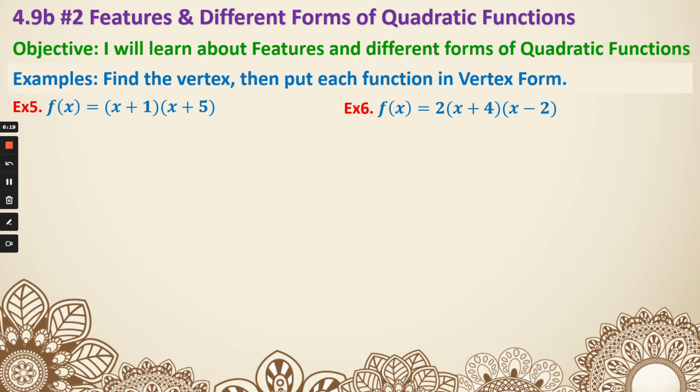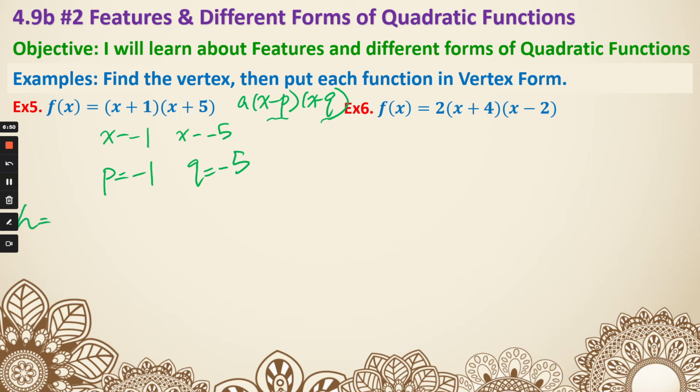Example 5. First, we are going to identify our p and q. Remember, the form is a, then x minus p, and x minus q, so this p and q will always need to be subtracted. So this is basically x minus -1 and x minus -5. That's how we got the +5 and the +1. So my p is -1 and my q is -5.